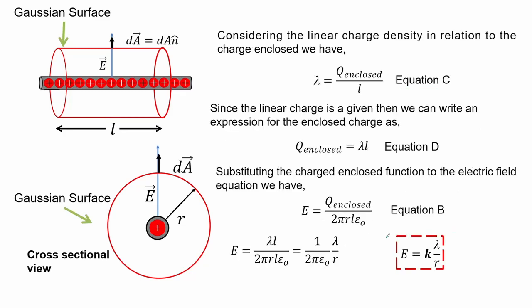Considering the linear charge density in relation to the charge enclosed, we have equation C. Since the linear charge is a given, then we can write an expression for the enclosed charge is just the linear charge density times the total length L as shown in equation D. Substituting the charge enclosed function to the electric field equation, we have the equation for the electric field generated from an infinitely long wire.